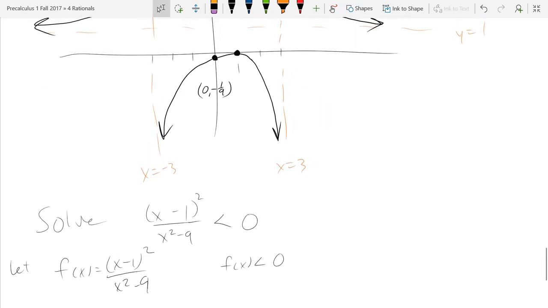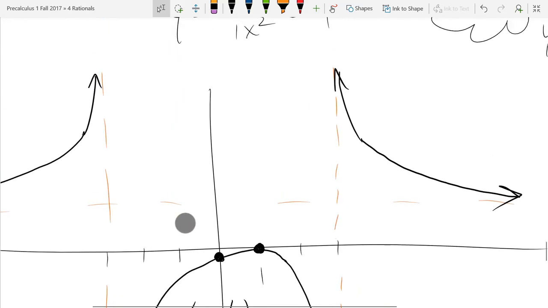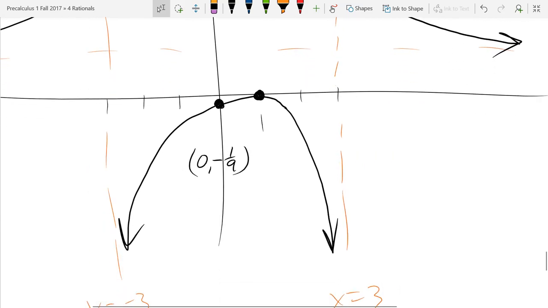So do I want above or below the x-axis? I want below. Do I want on the x-axis or strictly below? Strictly below. So we're mainly looking at the frowny part in the middle of the graph. I'm not going to zoom into the top pieces because they're all above the x-axis. So we want to be careful, we're not taking all of this. I'll use the highlighter.